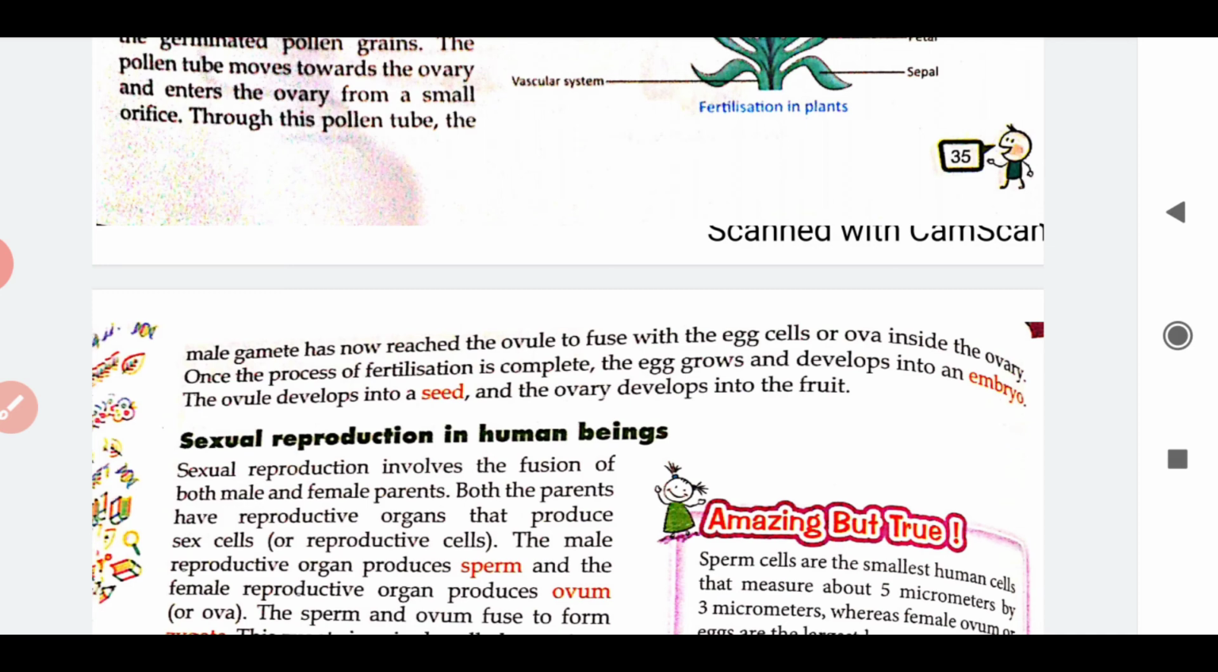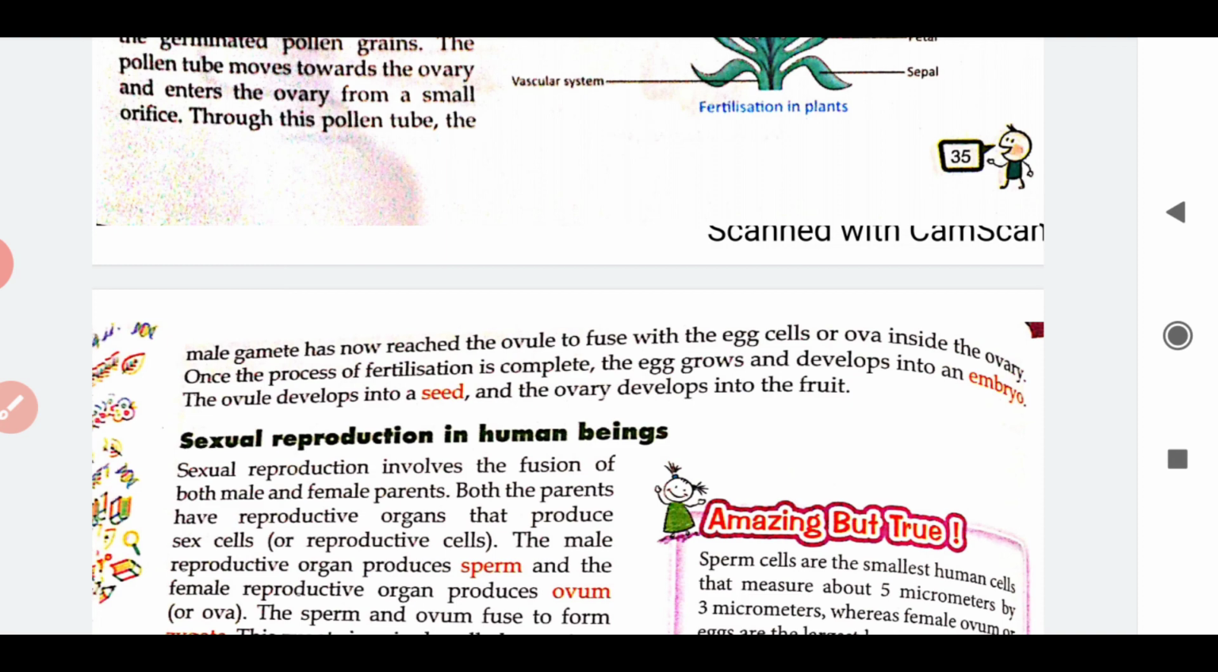After the fertilization, basically fertilization is what? Fusion of male and female gametes. The fusion of male and female gametes is called fertilization, and fertilization results in the formation of zygote, and further the zygote develops into embryo. Okay, तो क्या होता है प्लांट्स में, ओव्यूल जो होता है वो सीड बनते हैं और जो ओवरी होती है वो फ्रूट्स बनती है. Okay, the ovules develop into seed and the ovary develops into fruit.